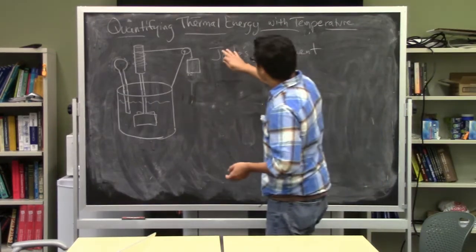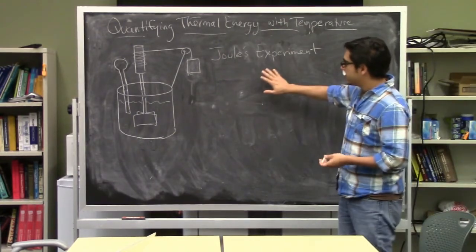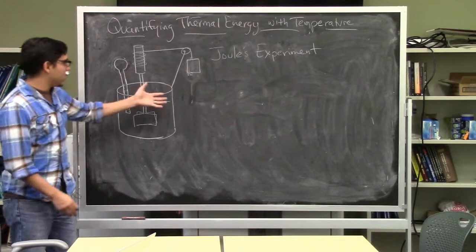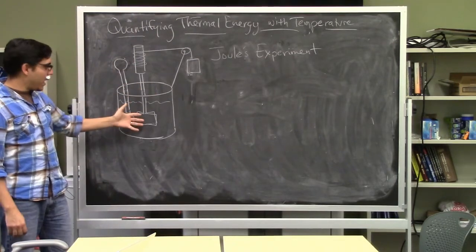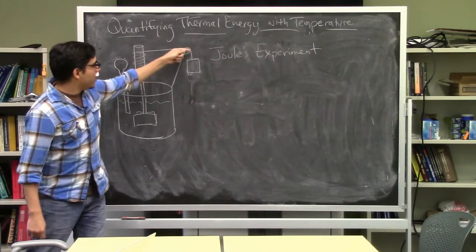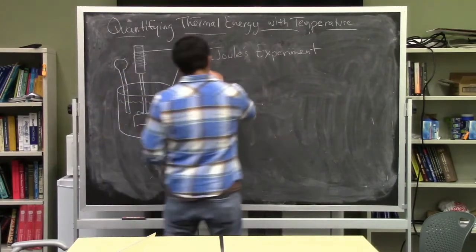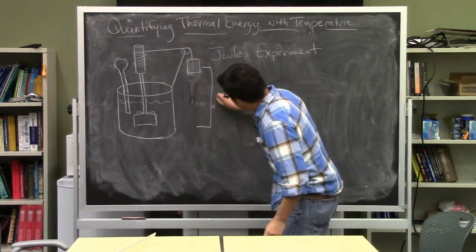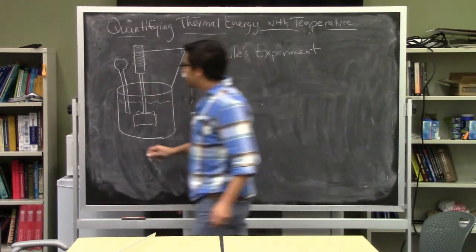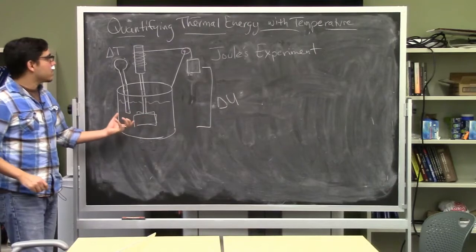So in this video, we're going to talk a little bit about quantifying thermal energy with temperature. This is actually due to Joule, who created an apparatus that looks kind of like this. What he did was he stuck a paddle wheel down in some water, connected that to a spindle that had a rope on it that was connected to a mass that fell down. And what James Joule could do was measure the amount of potential energy change associated with the falling mass, and then measure the temperature change of the water bath that the paddle wheel was stuck in.